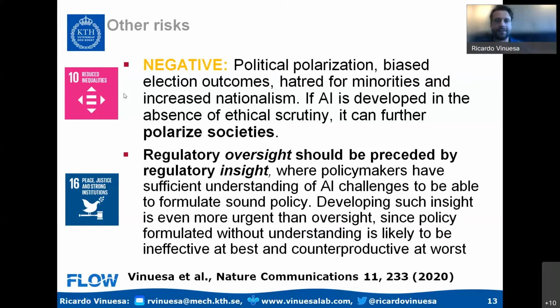And I would say that a very interesting implication of this is in SDG 16 on strong institutions, because we are living at a time that is changing very quickly. AI technology needs to be regulated, yes, but it needs to be regulated by people who know about AI technology. So I would say that regulatory insight is more important than regulatory oversight.